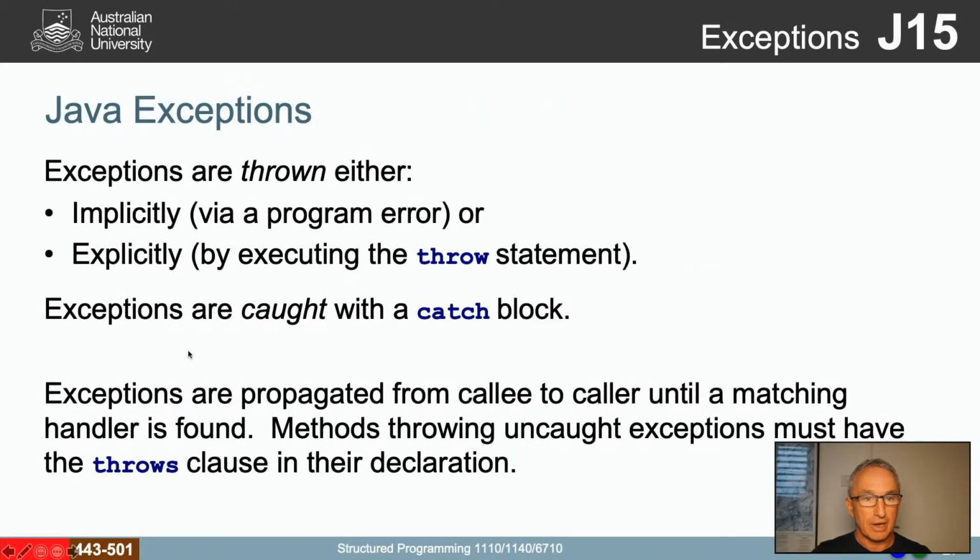So now, very important, exceptions are propagated from the callee to the caller until a matching handler is found. Callee means the method where it happens, and if an exception happens in this method and there's nothing to catch it there, then it gives it to the thing that called it, and it will see if it can catch it, and if it can't, and so forth. And ultimately, if it gets to main, which is the main method, and it can't catch it, bang, your program crashes.